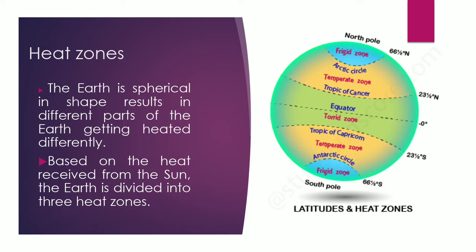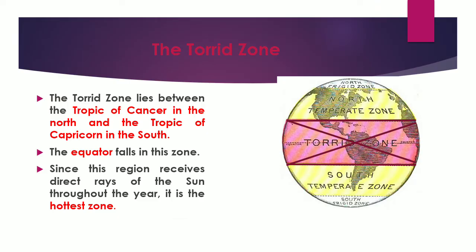The Earth is spherical in shape, which results in different parts of the Earth getting heated differently. Based on the heat received from the Sun, the Earth is divided into 3 heat zones. Basically, this means that our Earth is divided into 3 heat zones depending upon the heat of the Sun received in that particular area. So let's talk about the first zone.